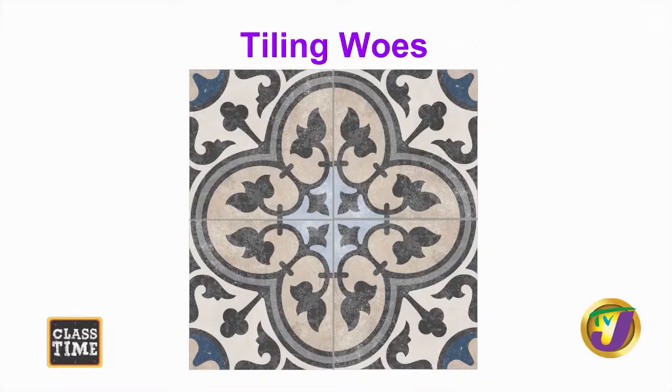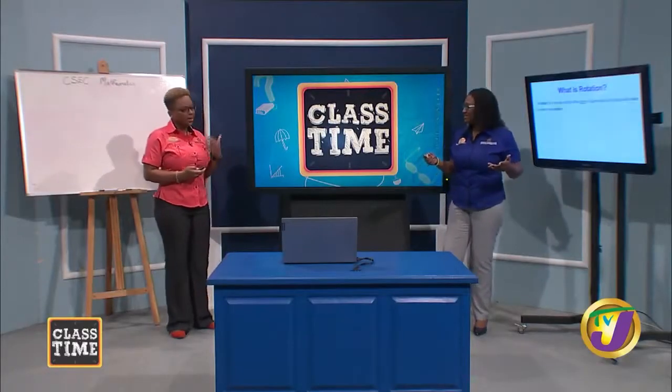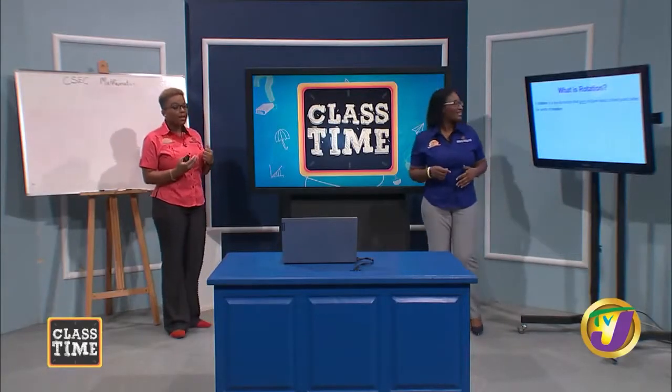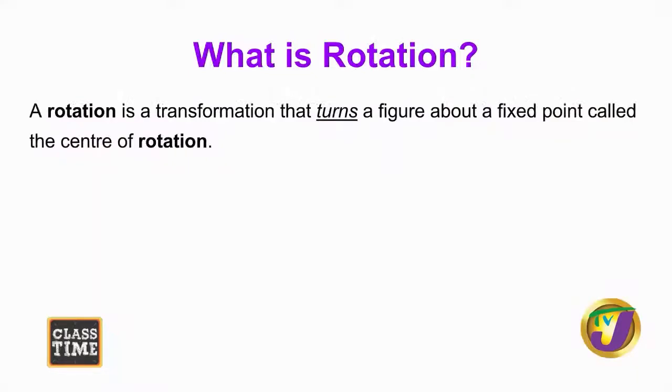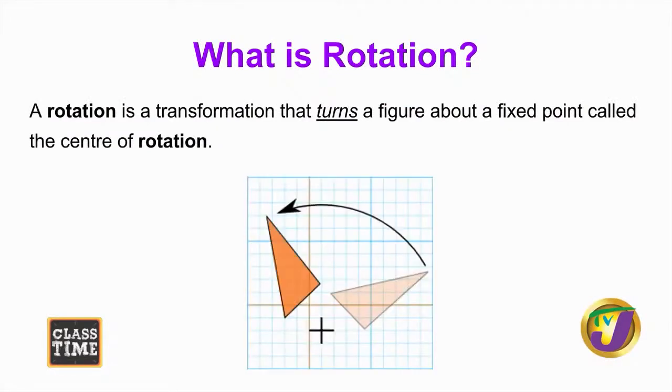Okay. So basically you had to instruct the tiler to turn the tile. Yes, I did. But we're talking about rotation this morning. What does rotation have to do with turning? I don't get it. But I'm going to tell you. Rotation is actually a transformation that turns a figure about a fixed point called the center of rotation. So basically, it's turning.